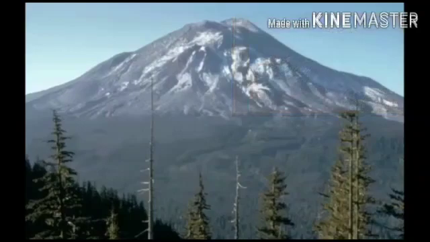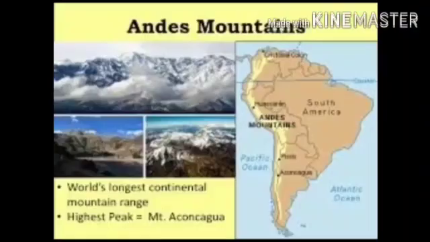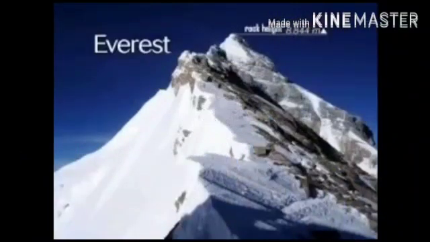These ranges stretch for hundreds or thousands of kilometers. The Himalayas of Asia, the Rocky Mountains of North America, the Andes of South America are such examples. The Andes in South America is the longest mountainous range in the world. The highest point of a mountain is known as its peak. Mount Everest is the highest peak in the world. You know which country Mount Everest is located in? It is not in India, it is in Nepal.